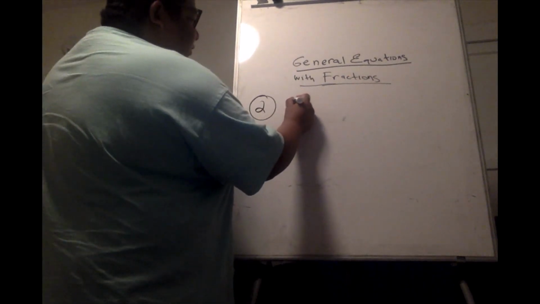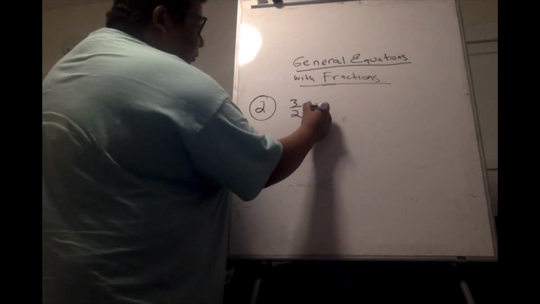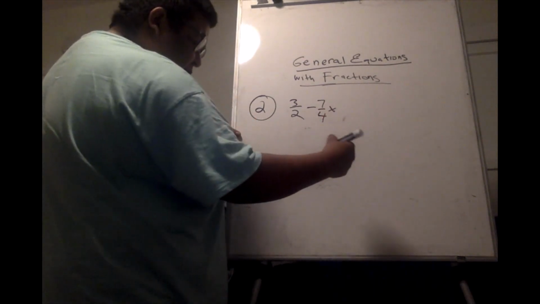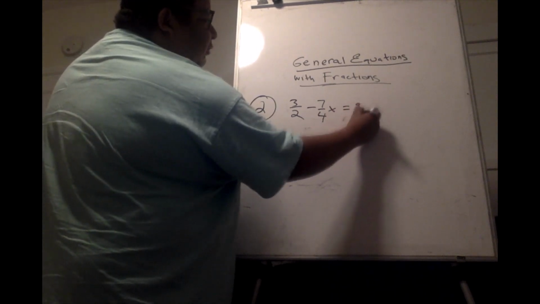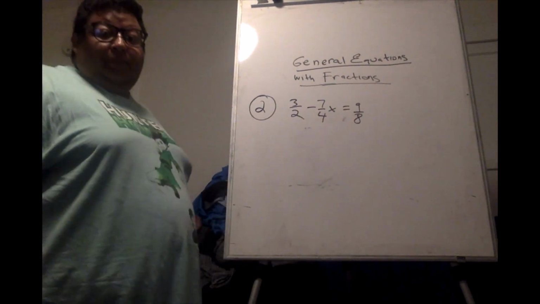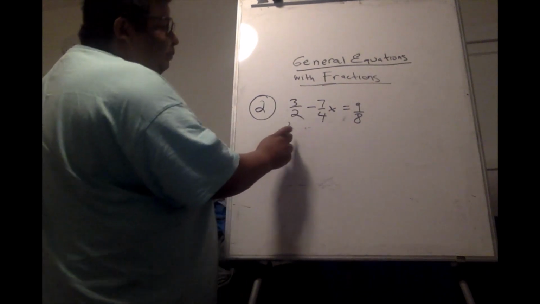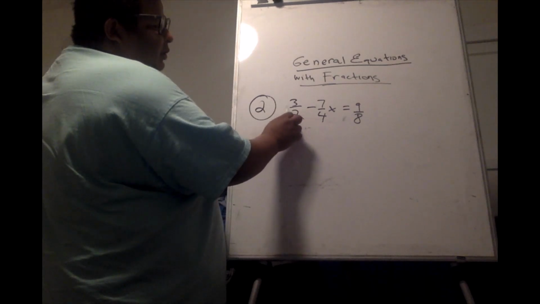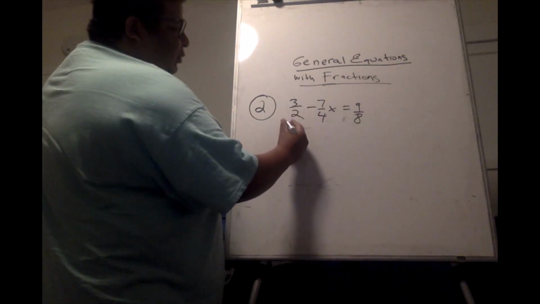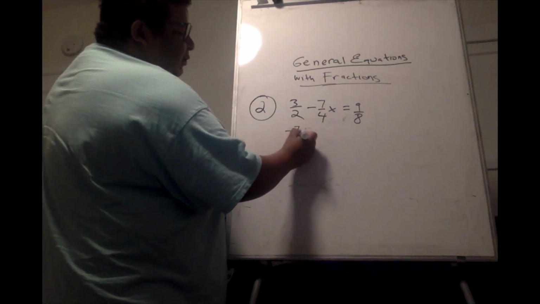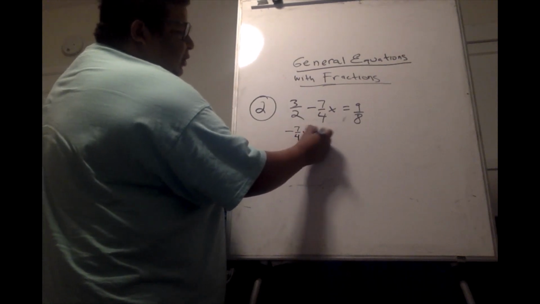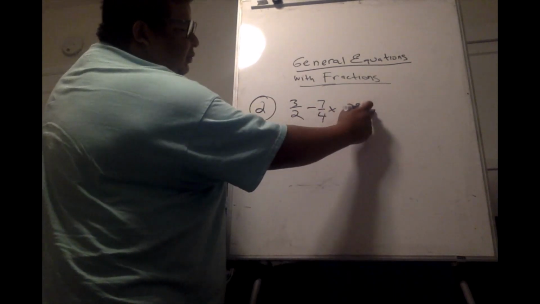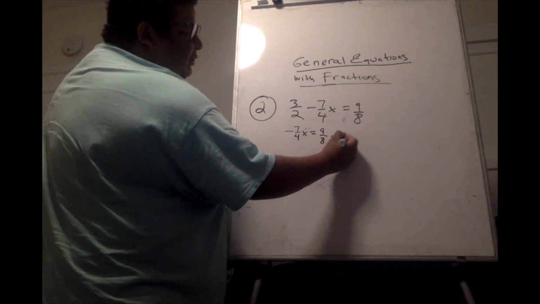Problem number 2 says that 3 over 2 minus 7 over 4 x equals 9 over 8. So here we're going to do the same thing. We're going to move the 3 over 2 to the other side. So on the left side we're going to have negative 7 over 4 x equals 9 over 8. We have a positive here, so we're going to move it to the other side. So we're going to have negative 3 over 2.